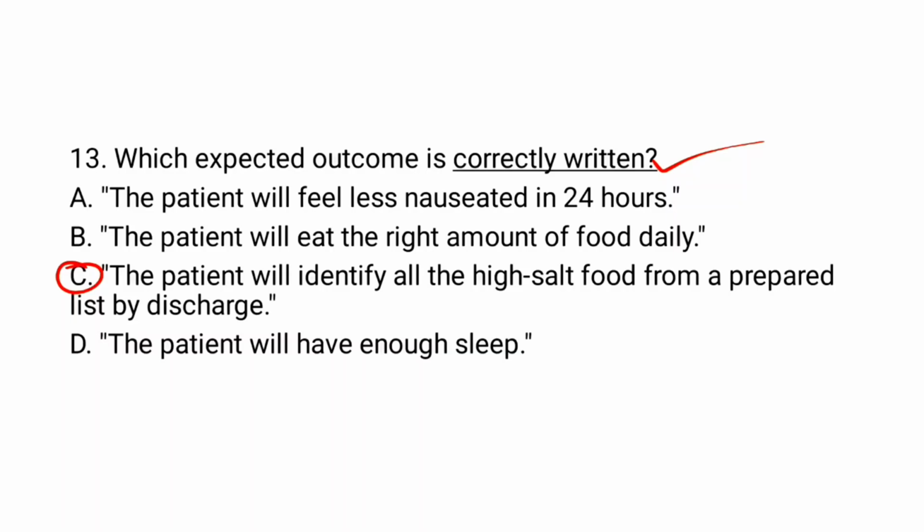Expected outcomes are specific, measurable, realistic statements of goal attainment. The phrases right amount sa letter B, less nauseated sa letter A, and enough sleep sa letter D are vague and not measurable. Therefore, letter C is the answer.